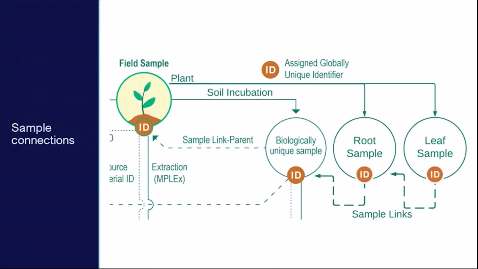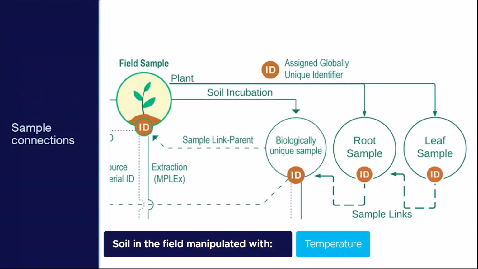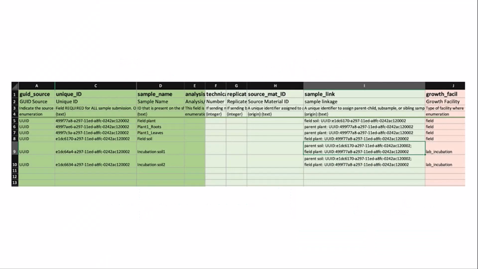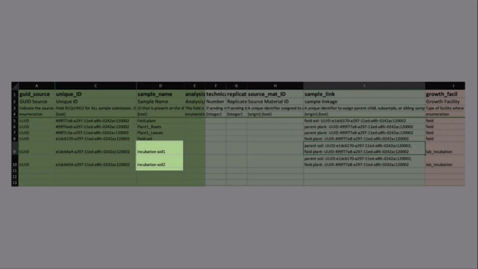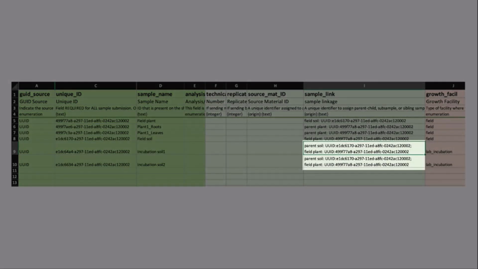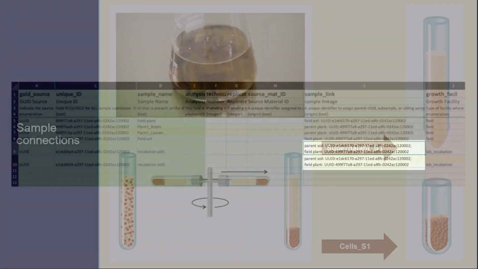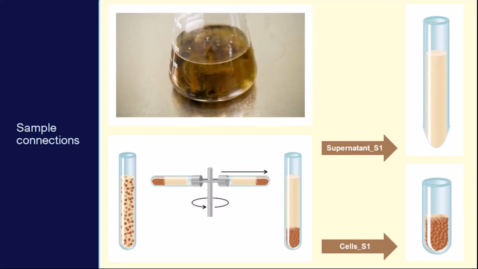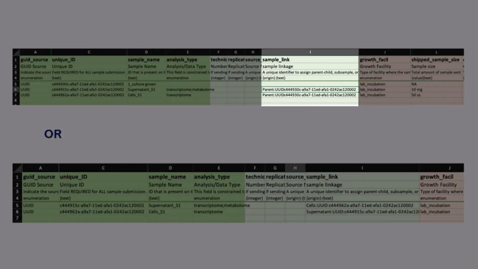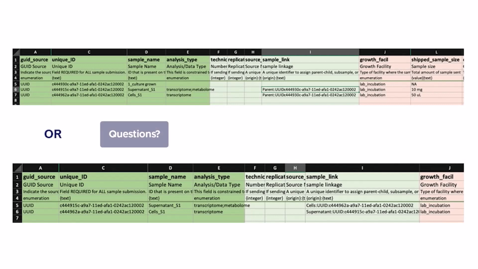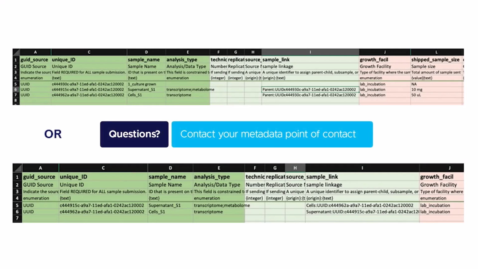Now for the soil you collected in the field, you've taken it back to the lab and performed a temperature and moisture manipulation. You've now changed the sample with experimental intent and generated a new sample. You can again use the sample link to connect the incubated sample to the field sample and the associated plants, if applicable. Similarly, if you have a culture sample and you've centrifuged the sample to separate the cells from the supernatant, you can link them using the same sample link field. There are many uses for this field, and if you have any questions or need clarification, do not hesitate to reach out to the metadata point of contact assigned to your project for assistance.